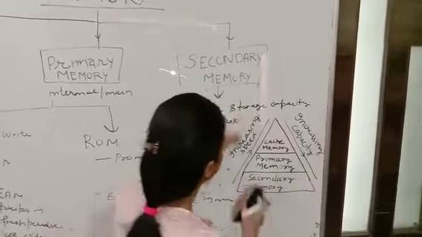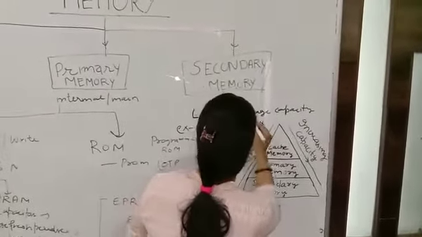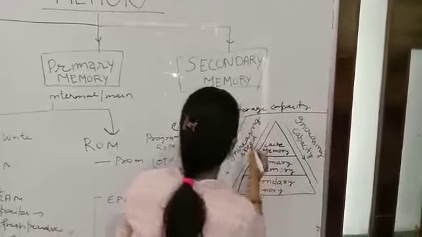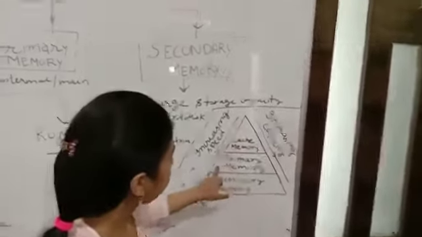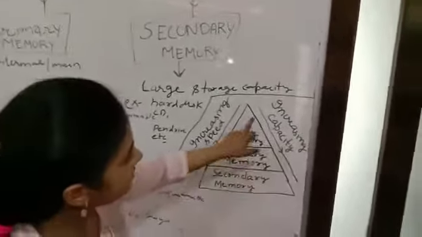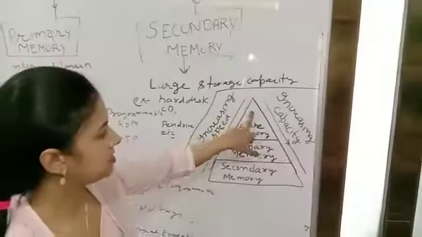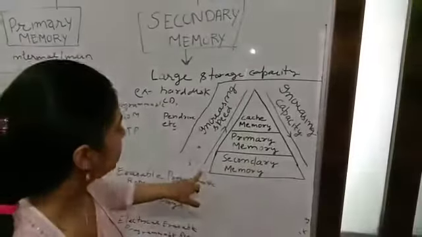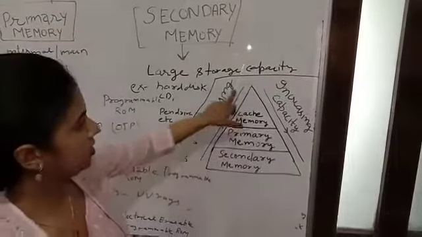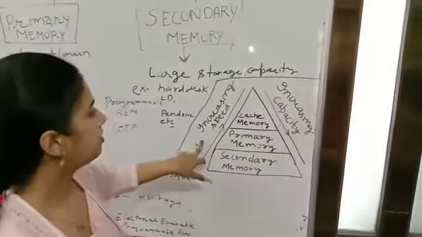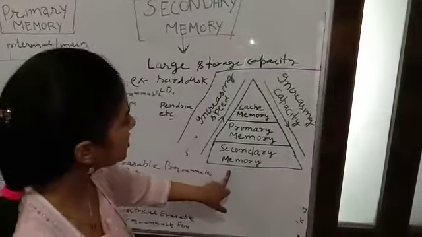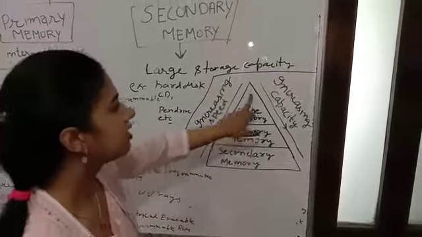In this diagram we can have a look. This is cache memory, primary memory and secondary memory. As we go down, storage capacity increases. Least storage capacity is of cache memory. And when we go from here to here, the speed of the memory increases. This is the slowest memory and this is the fastest memory.